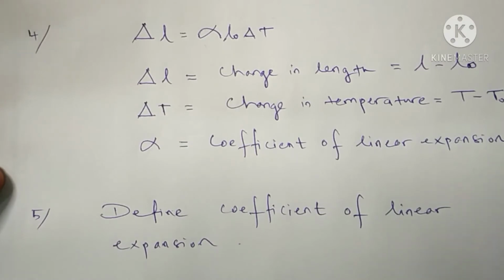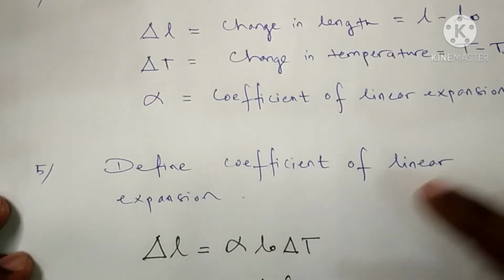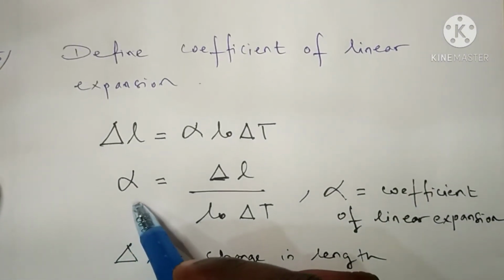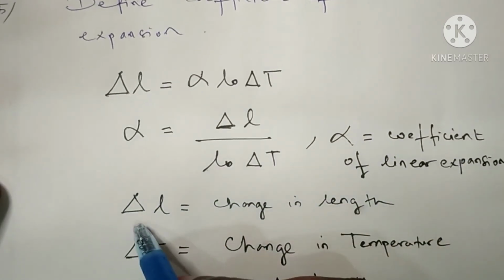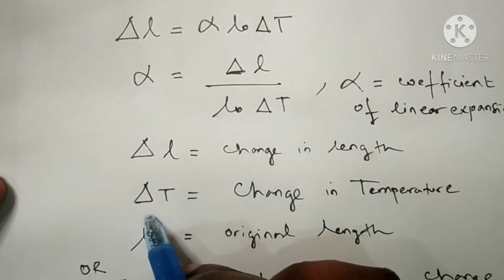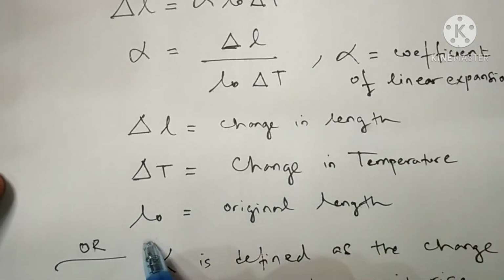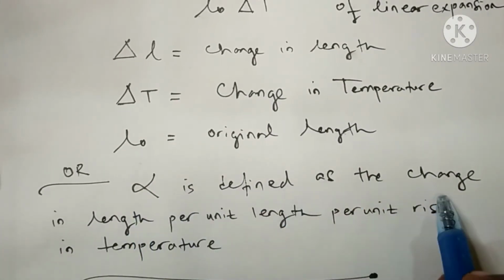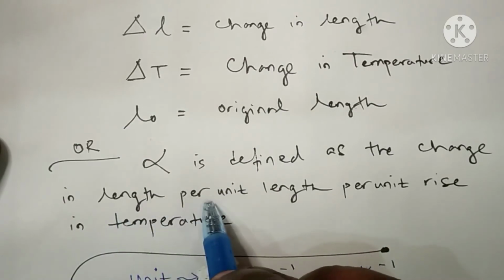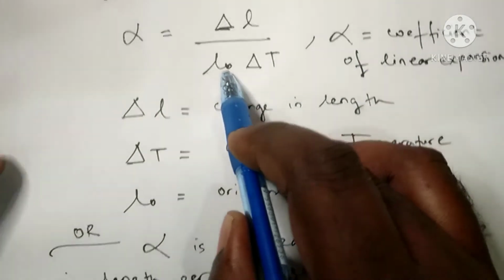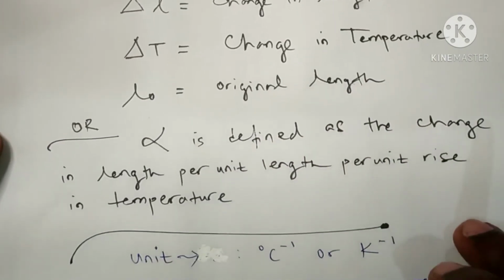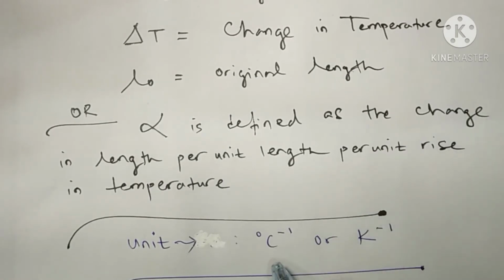Now we define the coefficient of linear expansion, where del L equals alpha times L0 times del T. Alpha is the coefficient of linear expansion, del L is the change in length, del T is the change in temperature, and L0 is the original length. Or the coefficient of linear expansion is defined as the change in length per unit original length per unit rise in temperature. The unit for the coefficient of linear expansion is per degree Celsius or per Kelvin.